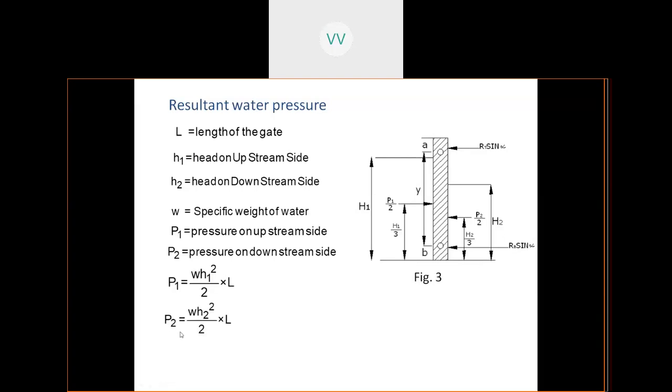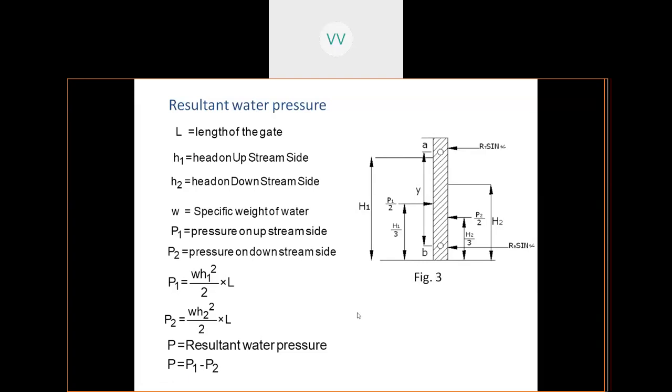So similarly, we are going to have P2 as the pressure force, that means the total pressure in the downstream side, that is W2 H2 square by 2 into L. So here, when we want the resultant pressure, which is going to act at H bar from the bottom, capital P is equal to resultant water pressure, and P is equal to P1 minus P2.